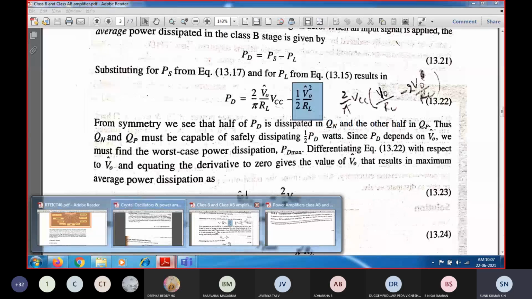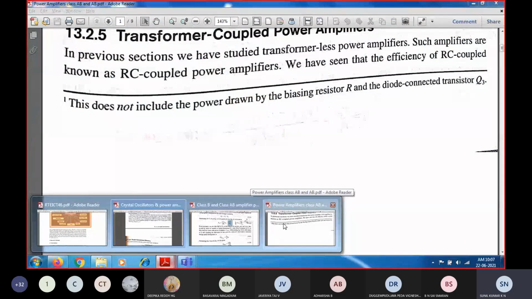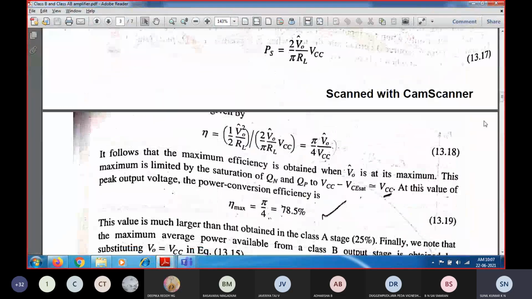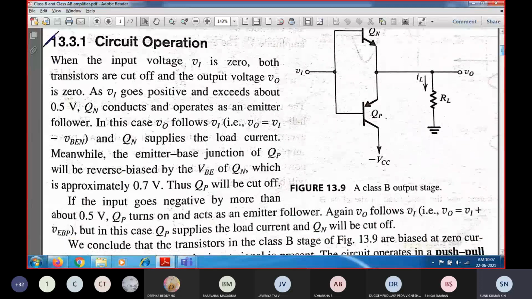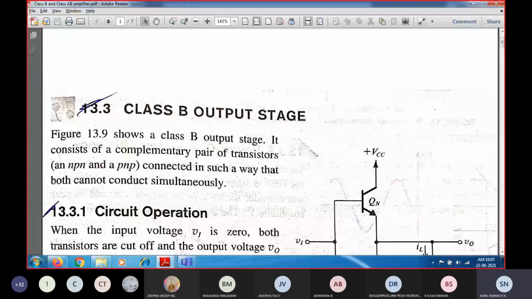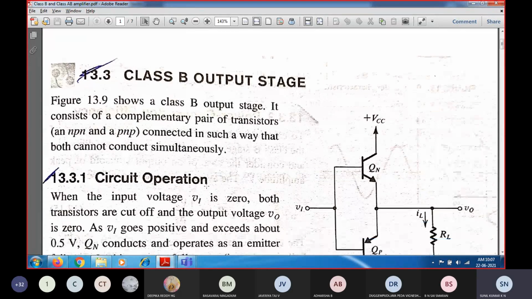Class B again. Okay, I'll just tell it orally. So what is a class A amplifier? In the class A amplifier, we have seen the emitter follower configuration, with a constant biasing mechanism. Since it is an emitter follower, whatever input you give, the transistor Q1 is going to be reverse biased during the negative half of the cycle.